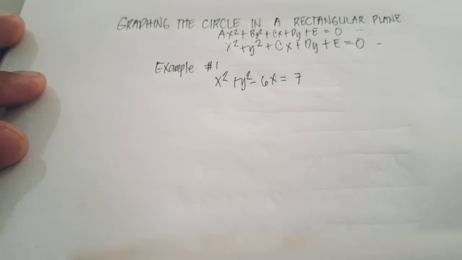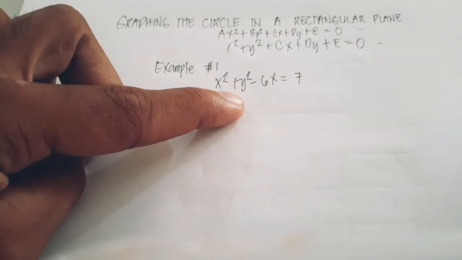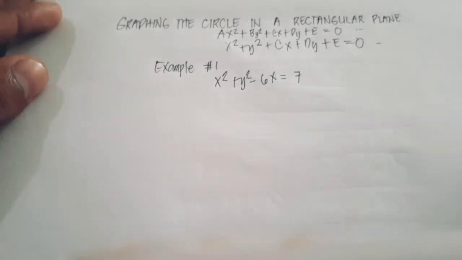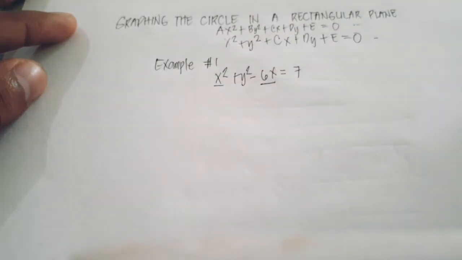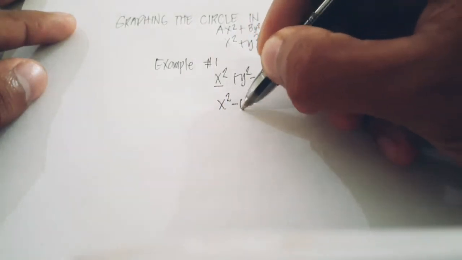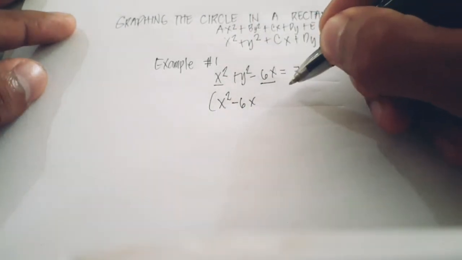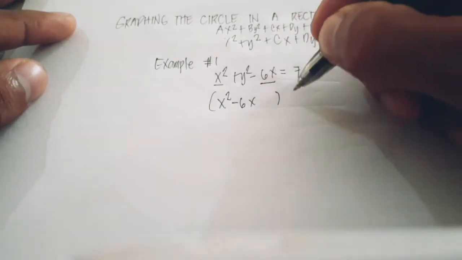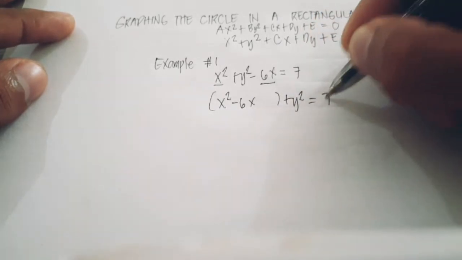Okay, so from this we're going to group the set of expressions with variable x and separate this from the expression with variable y. So we have x squared and 6x, so we're going to have x squared minus 6x. Let us put a parenthesis on this one, because we're going to complete the square. Let's leave this for a moment, plus y squared equals 7.